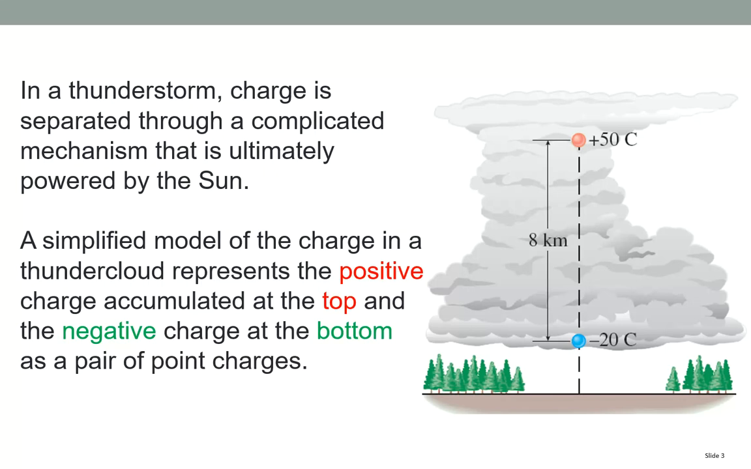So the simplified model is shown here where it just has one positive point charge, 50 coulombs. Is that a big or a small charge? That's pretty big, right? Everything we've been doing is in nanocoulombs or microcoulombs. That's a big charge, separated by 8 kilometers. 8 kilometers is a pretty big distance too, although I have to point out 8 kilometers elevation. Yeah, that's pretty high. And then we have minus 20 coulombs down here.